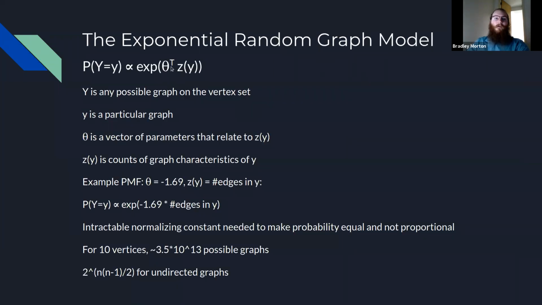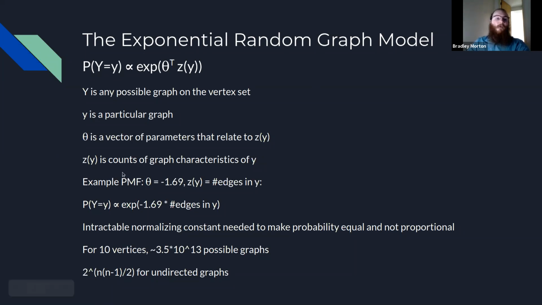And here is the exponential random graph model itself. So here, Y is any possible graph on the vertex set, meaning that we have a set of vertices that we consider fixed, and then we look at all possible sets of edges that can be applied to that graph. Then we say that the probability that any particular graph exists is proportional to this expression with the exponentiation of theta transpose z of y. And theta transpose z of y is our linear model, basically, for the parameters.